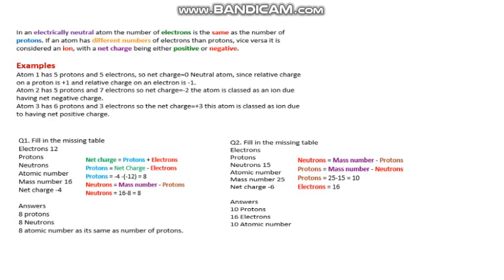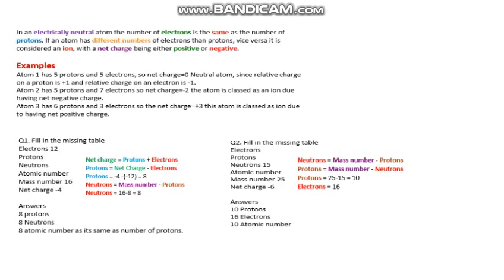In an electrically neutral atom, the number of electrons is the same as the number of protons. If an atom has a different number of electrons than protons, or vice versa, it is considered an ion, with a net charge being either positive or negative. So let's have a look at these following 3 examples. Atom number 1 has 5 protons and 5 electrons. So the net charge is going to be equal to 0, therefore making this a neutral atom, since the relative charge on a proton is +1 and the relative charge on an electron is -1.